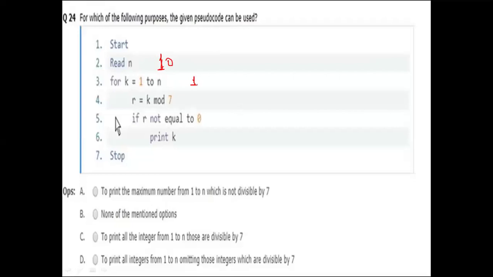Now k will start from 1. Done. Now I'm trying to find out 1 mod 7. When I do 1 mod 7, what will be the value, guys? What is 1 mod 7?